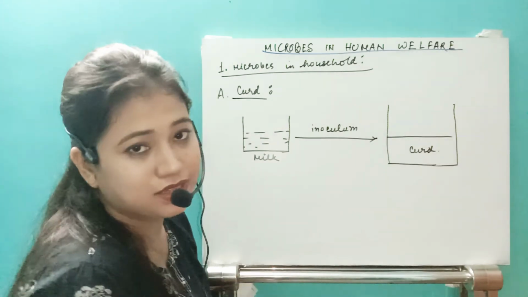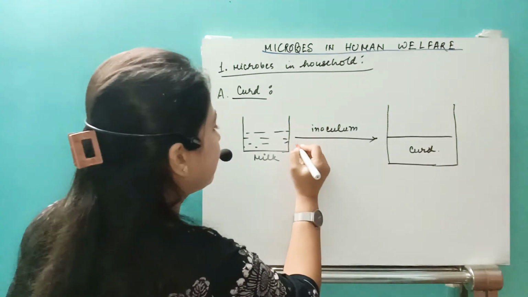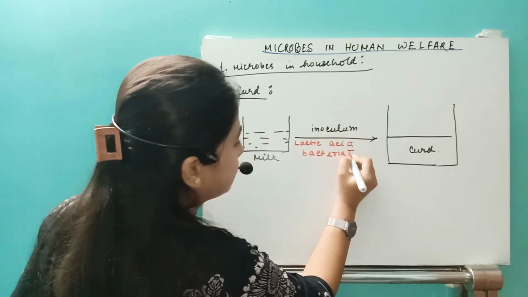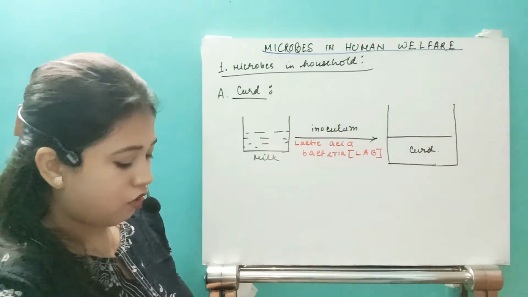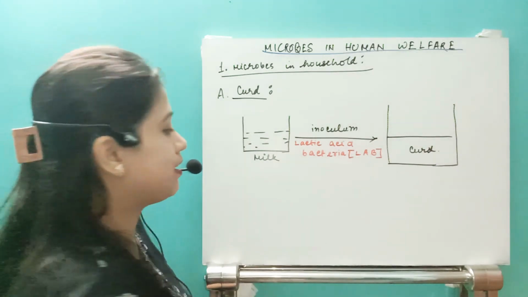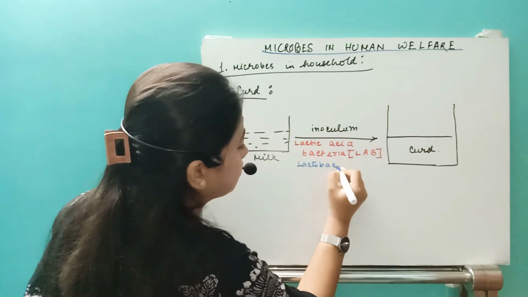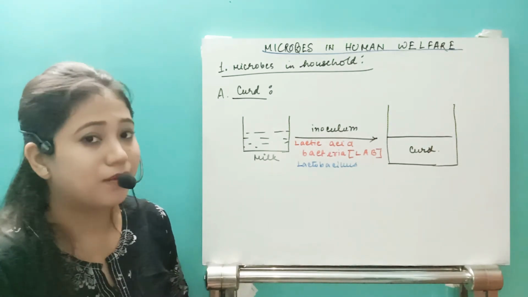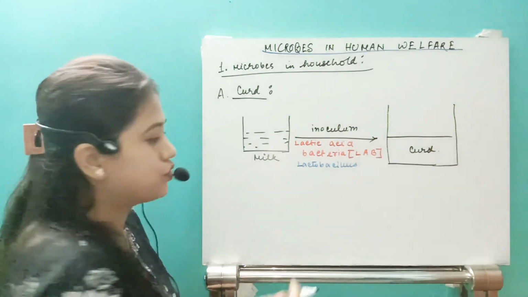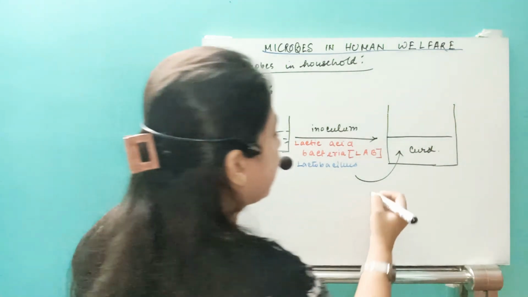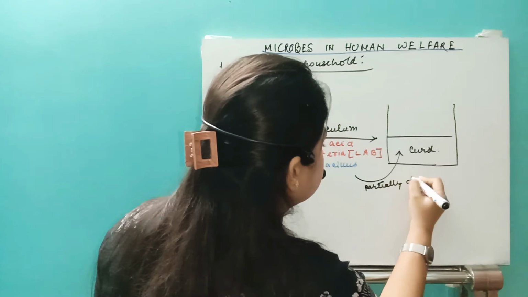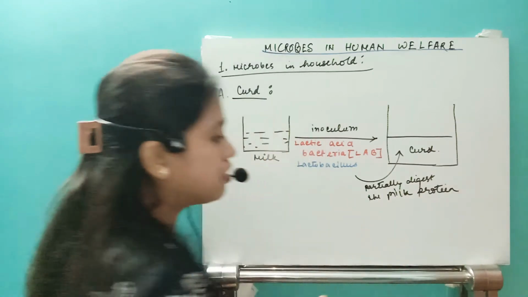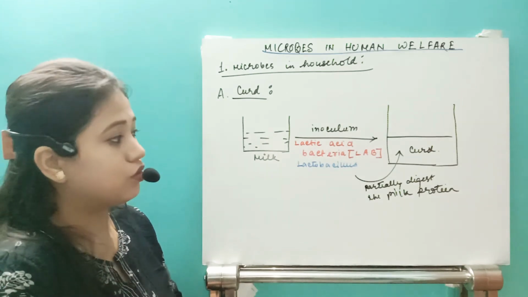Okay, so the microorganism that works on the milk is known as lactic acid bacteria. This lactic acid bacteria is also known as LAB, or simply we can call it lactobacillus, right? Whenever lactobacillus works on the milk, it partially digests the milk protein. So the lactobacillus converts the milk into curd by partially digesting the milk protein, right?